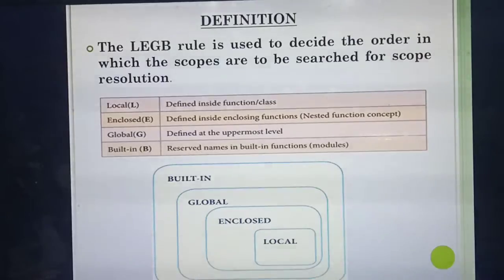So you need to write a word along with the letter. Local, you need to write along with capital letter L. Then enclosed, you need to write the word enclosed along with the capital letter E. Then global, you need to write global along with the letter G. Then builtin, B. Okay, so say one time: L represents local, E represents enclosed, G represents global, and B represents what? Builtin. LEGB. Okay, so now you need to draw this tabular column.